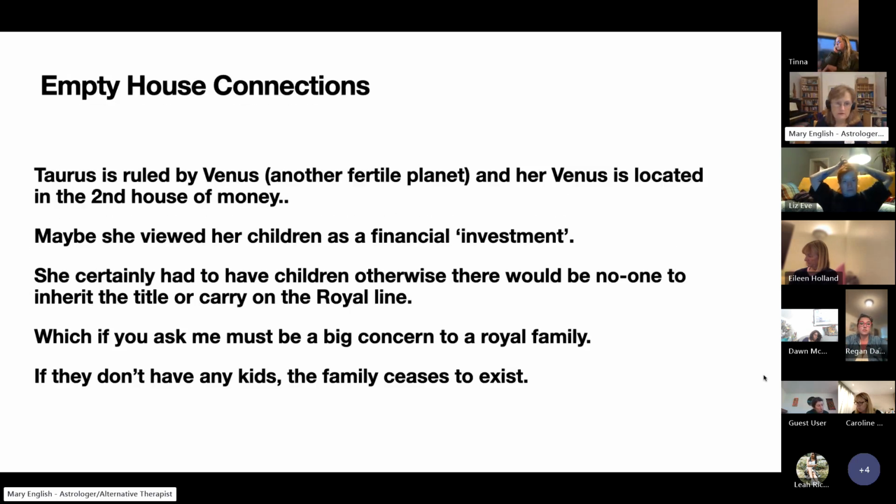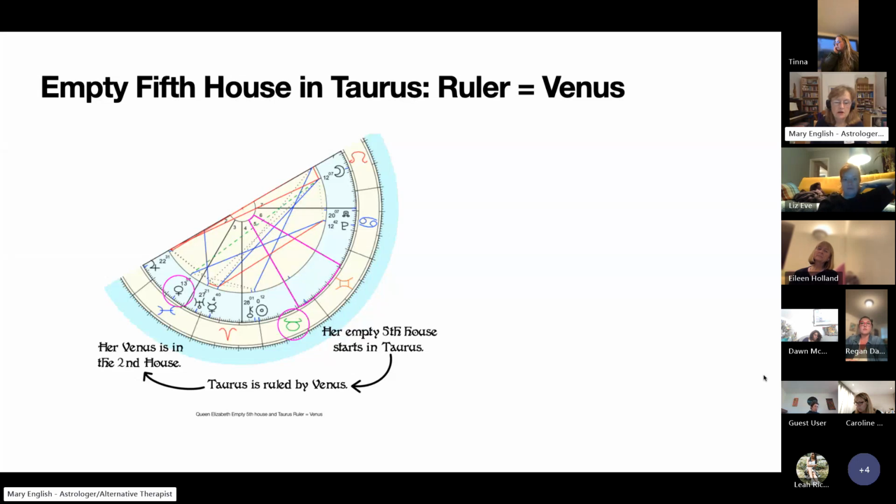Oops, let me just go backwards a bit. So the Queen, her 5th house is empty, starts in the sign of Taurus. Let's just assume that her 7th house was empty. Her 7th house starts in the sign of Cancer, and Cancer is ruled by the moon, and her moon is located in the 7th house in reality, but say it wasn't, it was in another house. We then analyse the house that planet actually exists in. Okay.